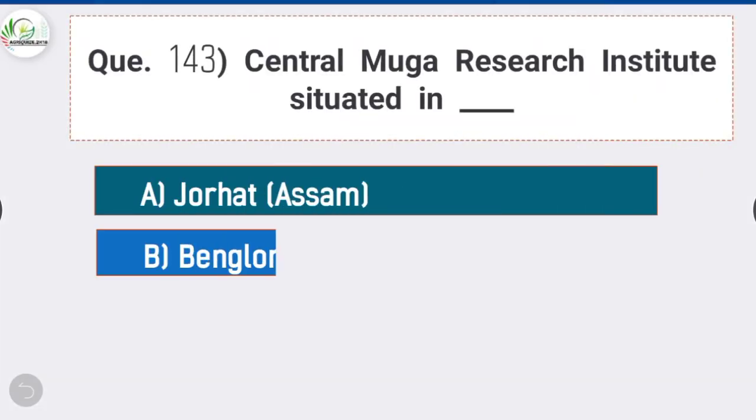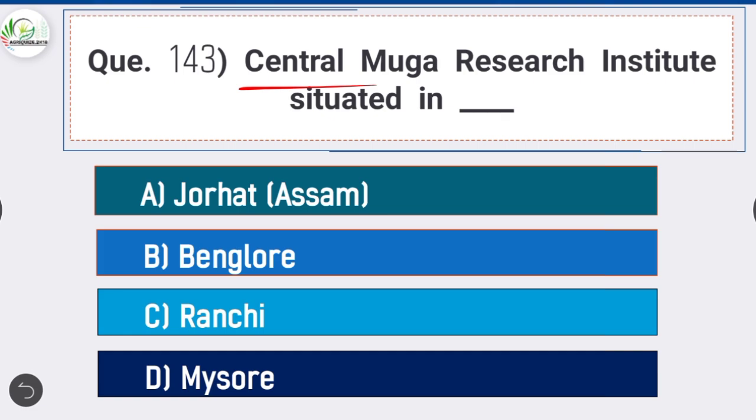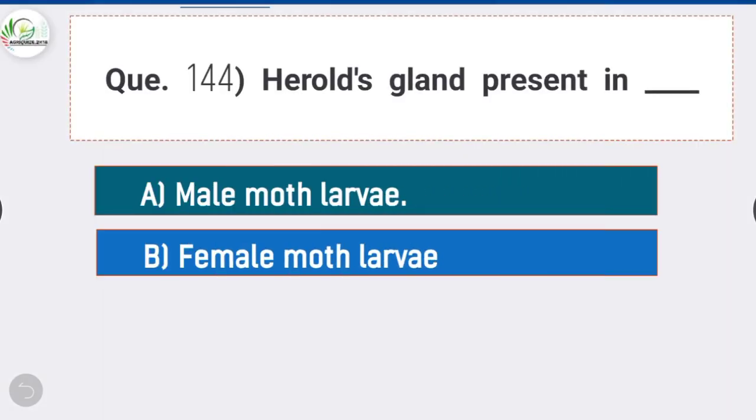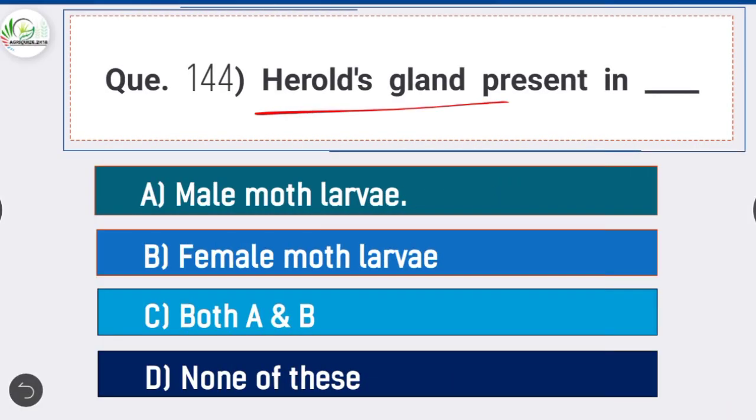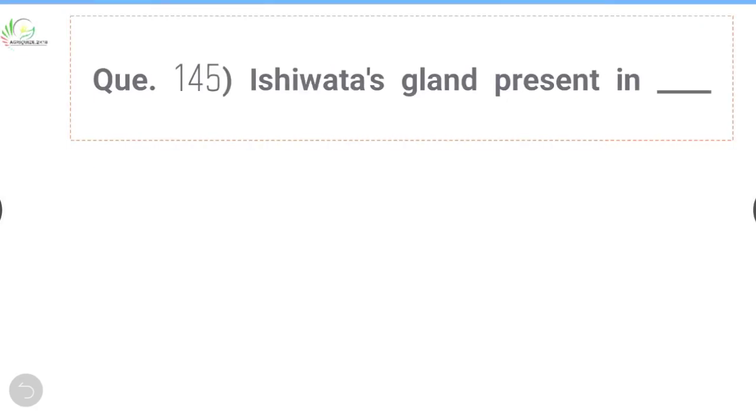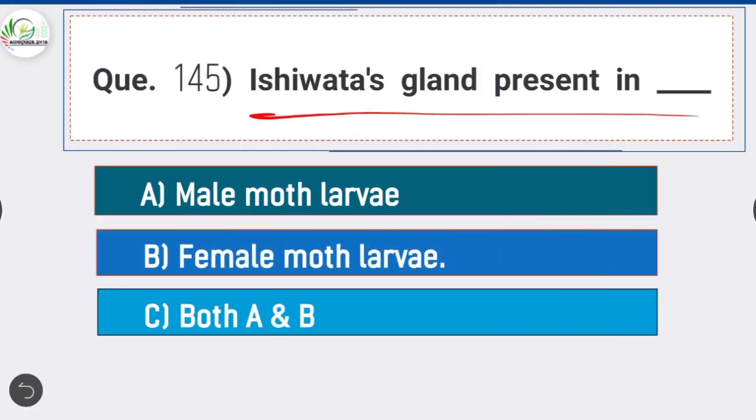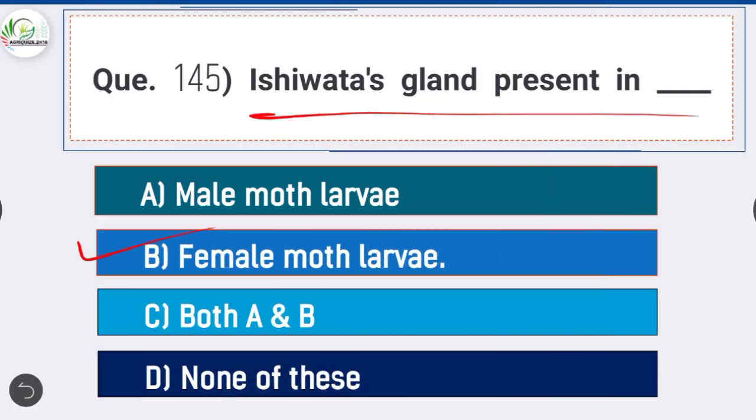Question number 143. Central Muga Research Institute situated in dash. Option A is the correct answer, Jorhat, Assam. Central Muga Research Institute situated in Jorhat, Assam. Question number 144. Herold's gland present in. Option A is the correct answer, male moth larva. Herold's gland present in male moth larva. Question number 145. Ishiwata's gland present in. Option B is the correct answer, female moth larva. Ishiwata's gland present in female moth larva.